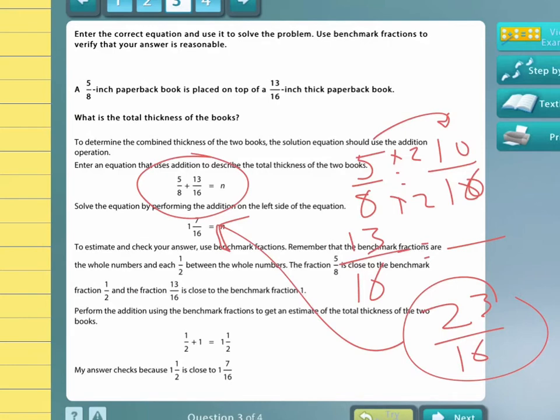And then to estimate it, we did use the benchmark of 1/2 and 1 whole to get 1.5. And since 1 7/16 is close to 1.5, our answer is reasonable.